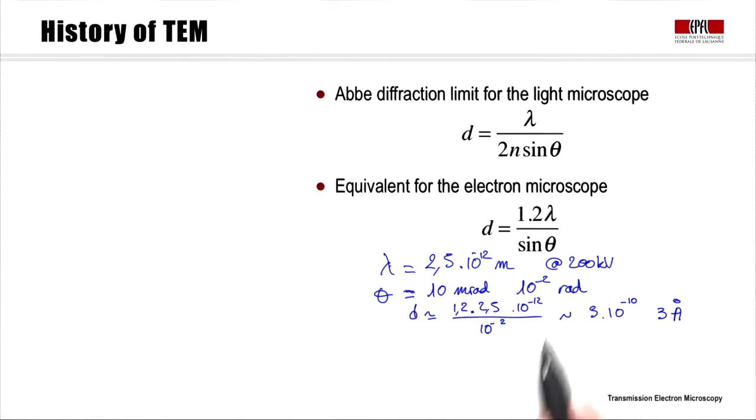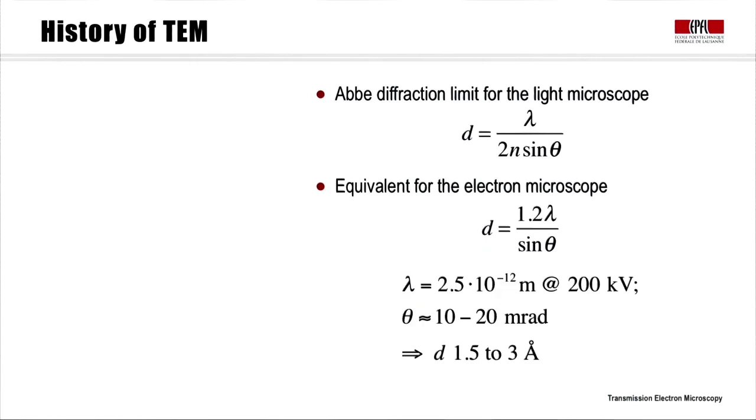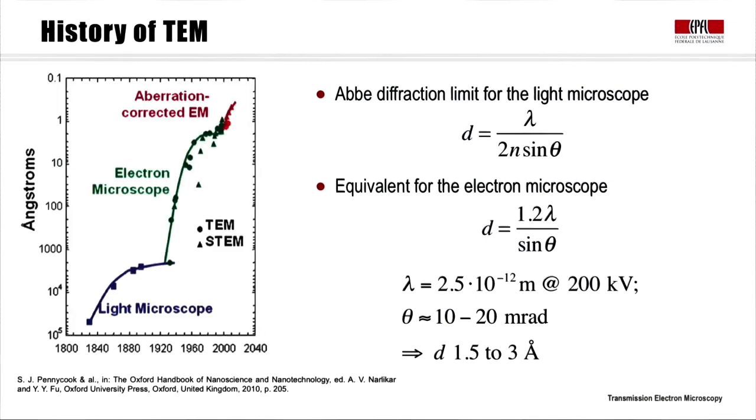Let's imagine now that if you improve things a little bit with lambda or with theta, then we can get maybe less than 3 angstrom. If we have 10 to 20 milliradians, then 20 milliradians gives us 1.5 angstrom. That's really around the interatomic distance in crystals. It's far above the resolution of a light microscope.